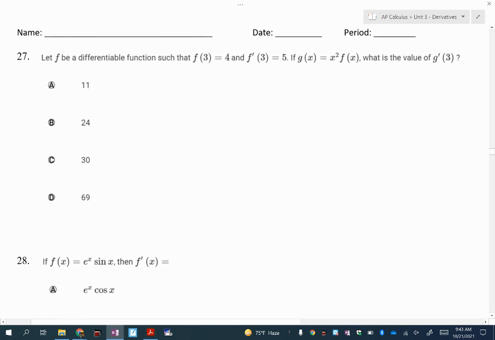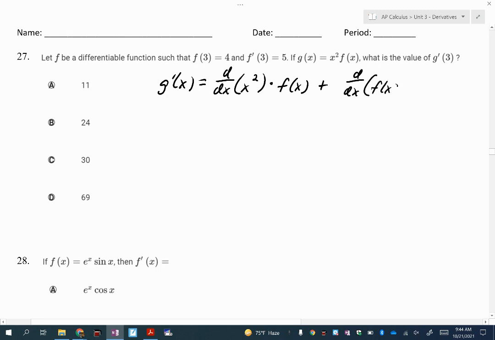It says we have f is a differentiable function such that f of 3 is 4 and f prime of 3 is 5. If g of x is x squared times f of x, what's the value of g prime of 3? So the first thing I'm going to do is to find the derivative of g of x. Again, another product rule. So I have to find the derivative, show a little work here, the derivative of x squared times the original second plus the derivative of f of x times the original first. Well, the derivative of x squared is 2x, and the derivative of f of x is f prime of x.